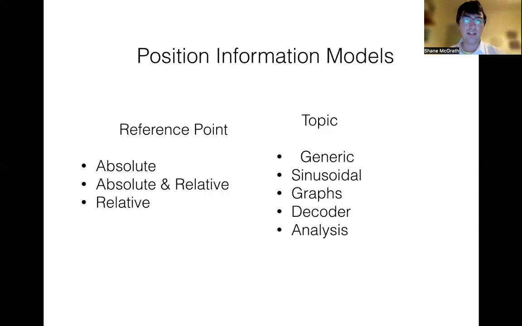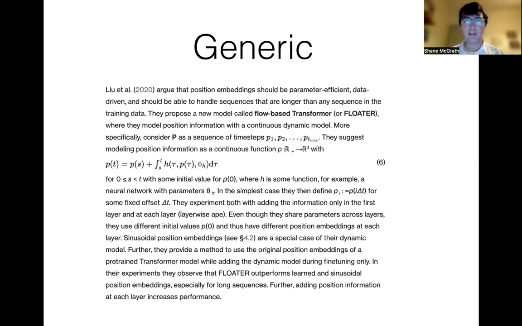So kind of last, the positional information models. So you have the reference point and the kind of topic subject, then the absolute and relative. So the reference points, the different generic, sinusoidal, graphs, decoder, and then the comparison of various different methods, what they look like. So the generic is they have no particular mathematical quality.